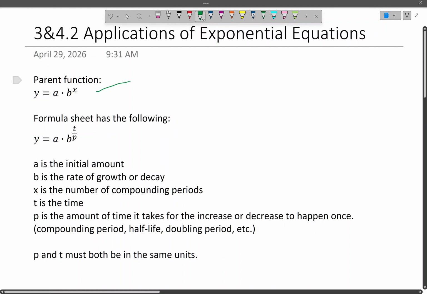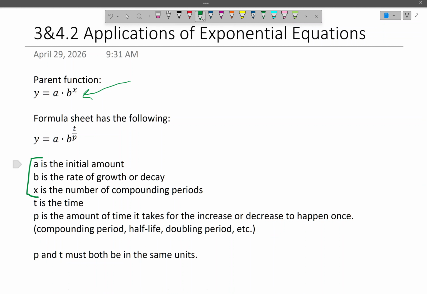And so this is the parent function that is important to keep in mind, which has this description. That was from the last video, so you might want to go back and check that out. It's up here if you're unsure. But today we're really going to be focusing on this one, which is in the formula sheet. And we have these two ideas, which are new, but also the A and the B still.